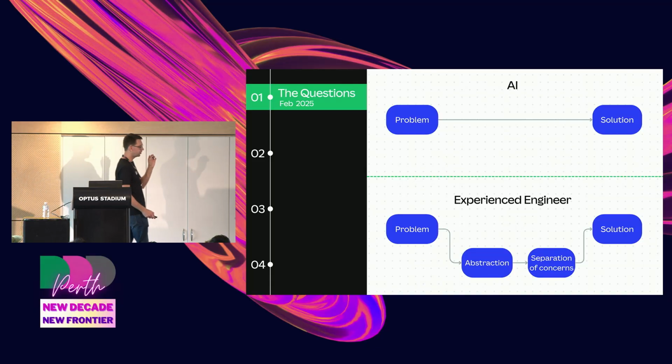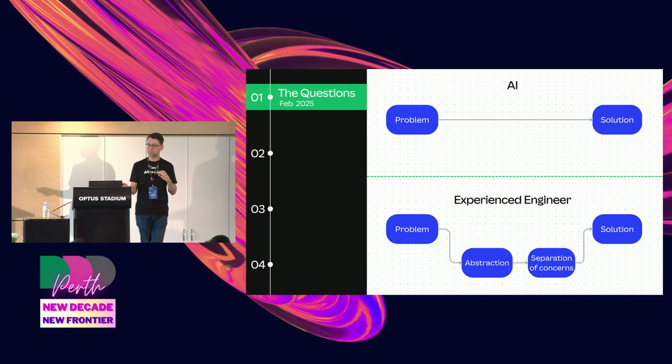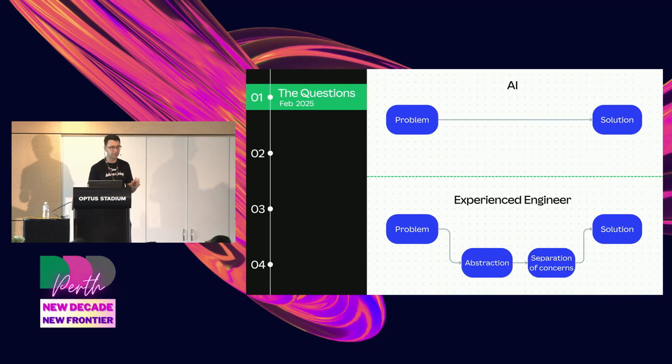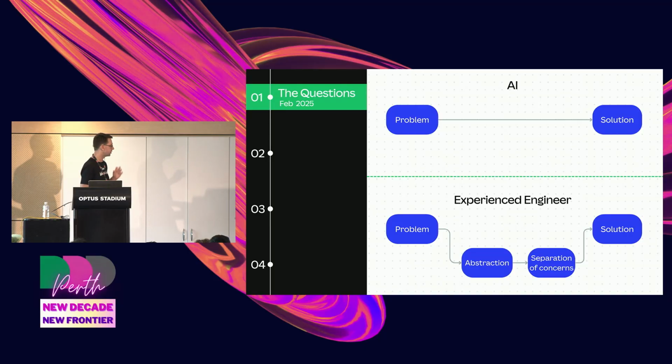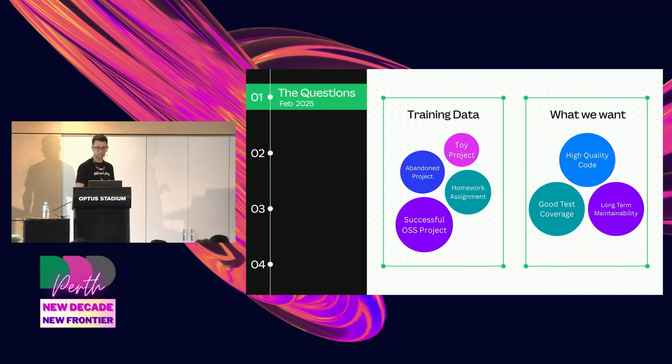The experienced engineers will start building in best practices from the beginning. Like they'll put in abstraction layers, they'll understand how to separate concerns. Even if this takes slightly longer to get to a working solution, they're already thinking ahead and constructing software in the right way.